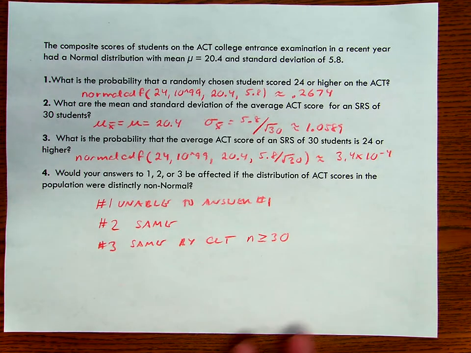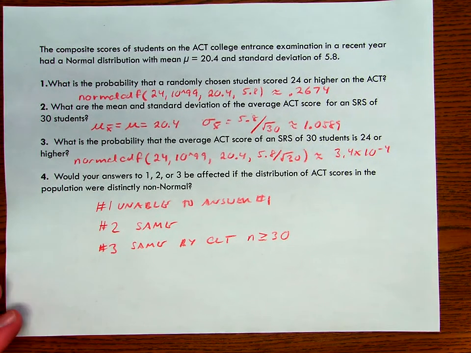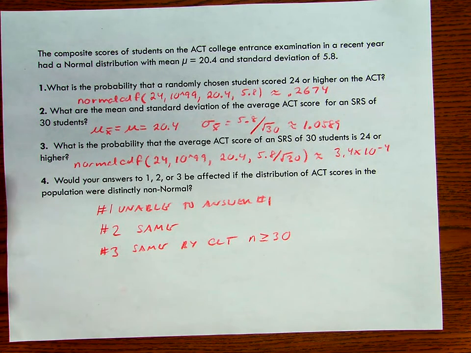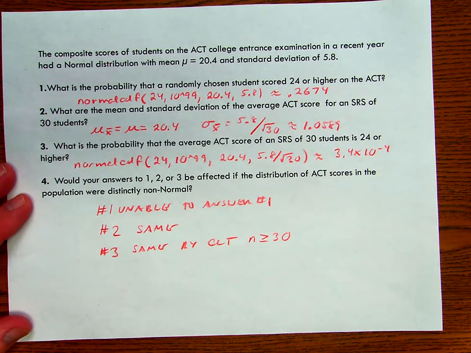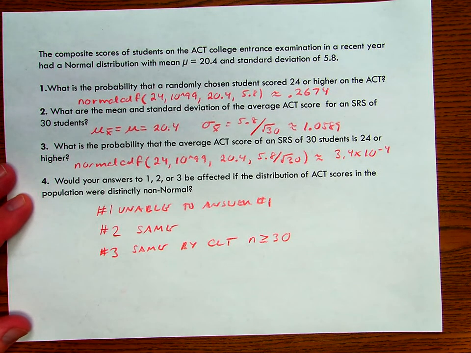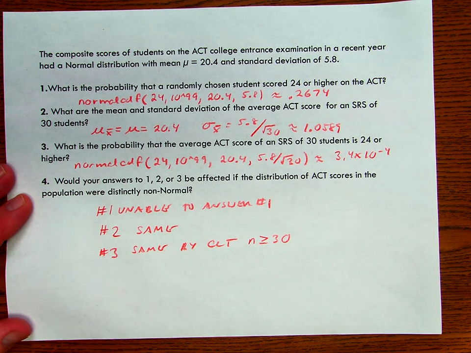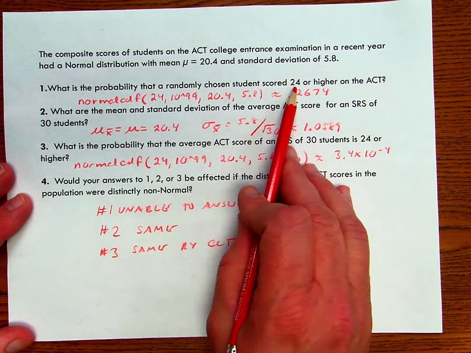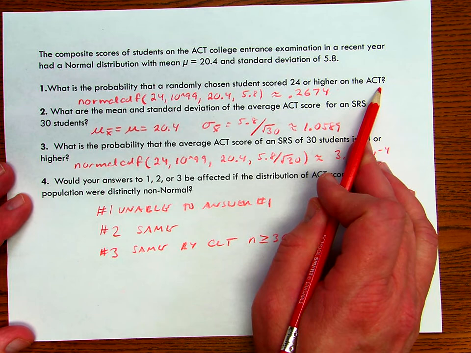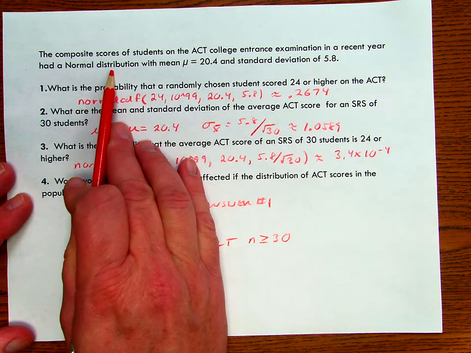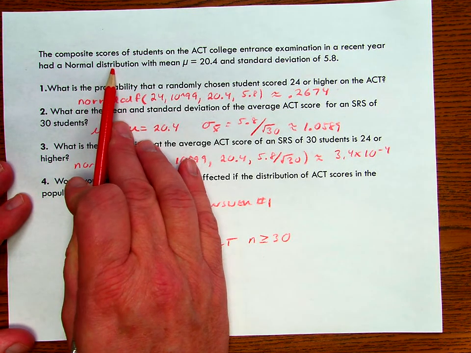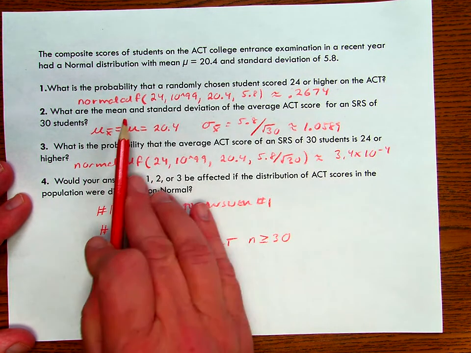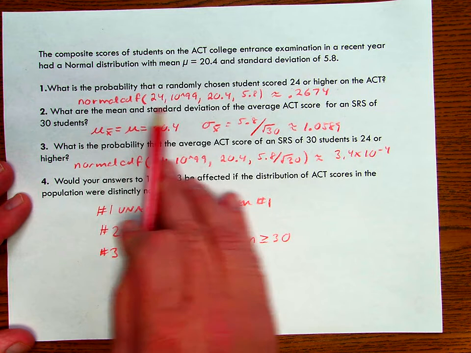All right, one more set of problems. Here's our setting. The composite scores of students on the ACT college entrance exam in a recent year have a normal distribution with a mean of 20.4 and a standard deviation of 5.8. Okay, what is the probability that a randomly chosen student scored 24 or higher on the ACT? Well, we're specifically told the population distribution is normal, so we can figure out the probability of that 1 student. Same commands we always use.